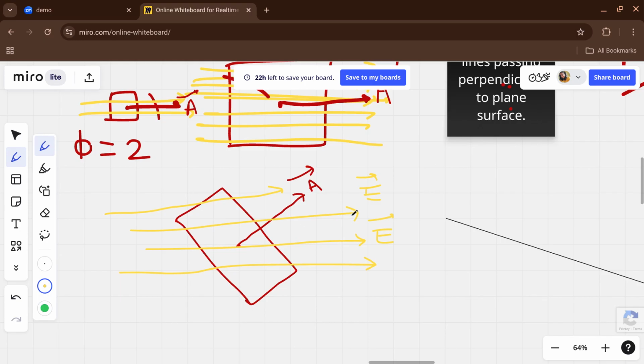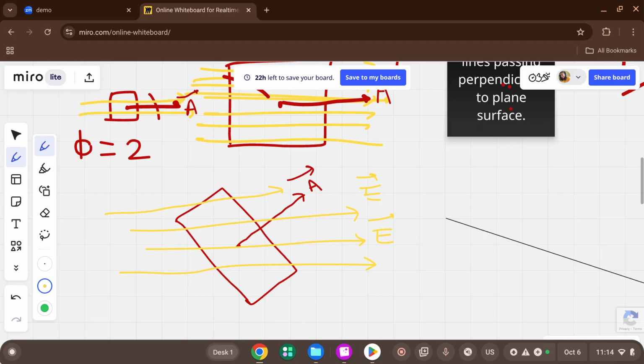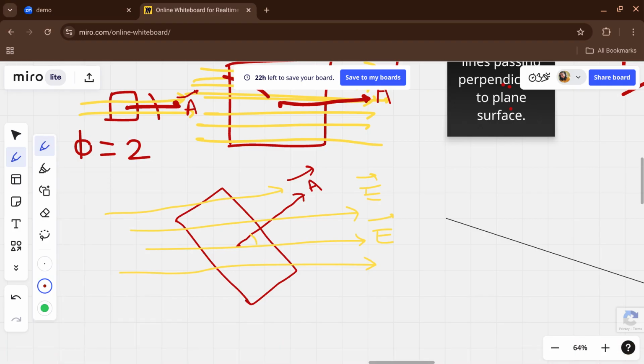To understand this, we have to think of the inclination or angle between the area vector, or the perpendicular drawn to the plane surface, and the actual direction of the electric field. Now here you see, if I draw this, this is theta. So theta is the inclination between the electric field and the area vector.